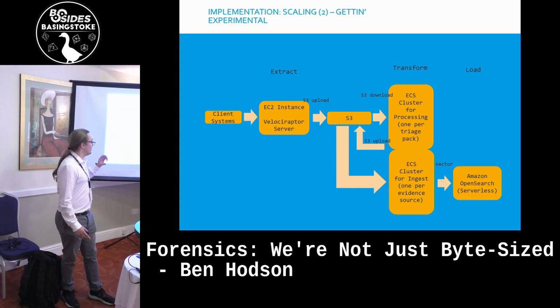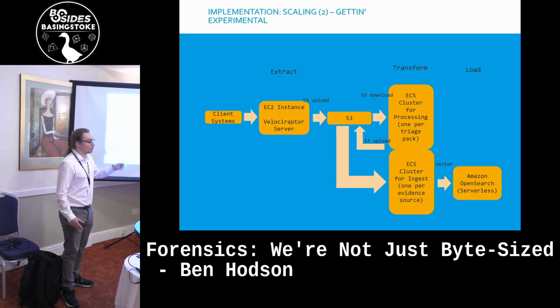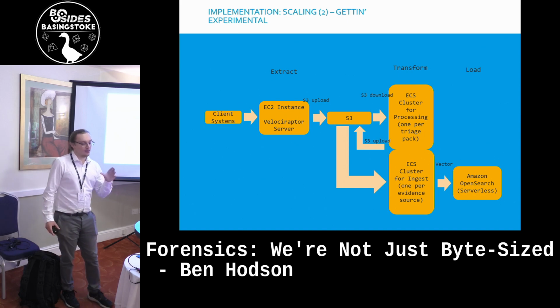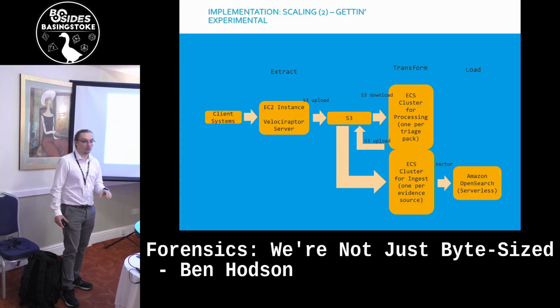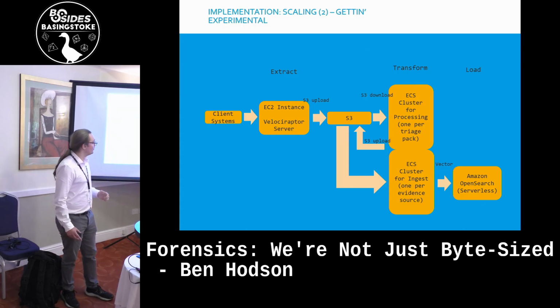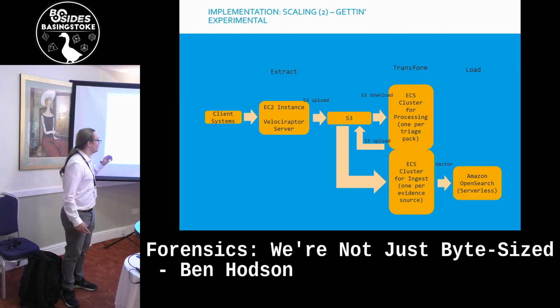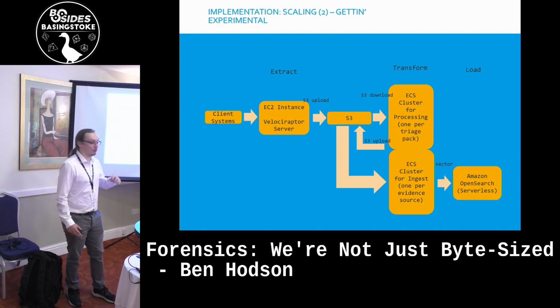That then goes to an S3. That S3 will then trigger an S3 event notification for the upload, and will trigger a Lambda function. That Lambda function will spin up an ECS cluster, so one container per triage pack that's uploaded.